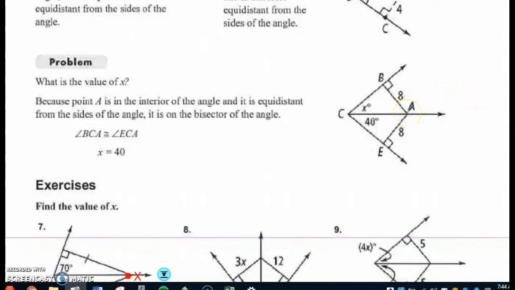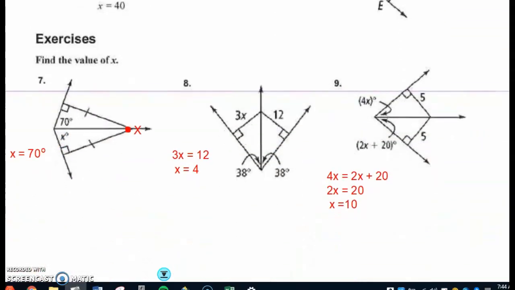Here, A is 8 away from this side of the angle, and A is 8 away from this side of the angle. Therefore, A has to lie on the angle bisector, and if this angle is 40, then this angle X has to be 40.